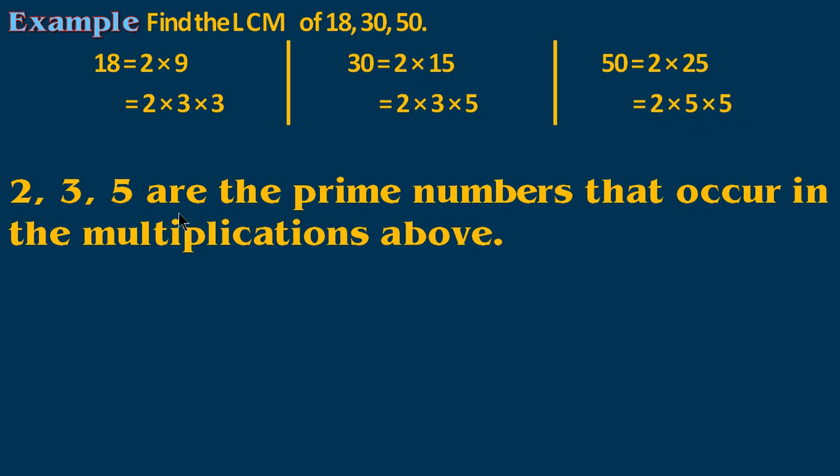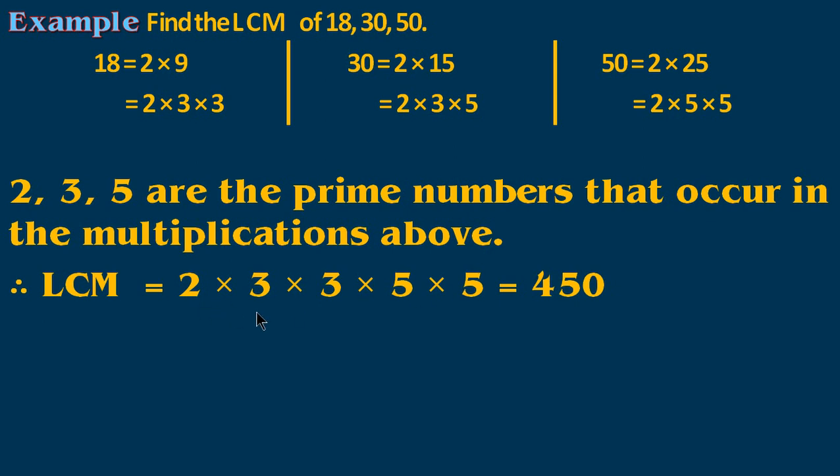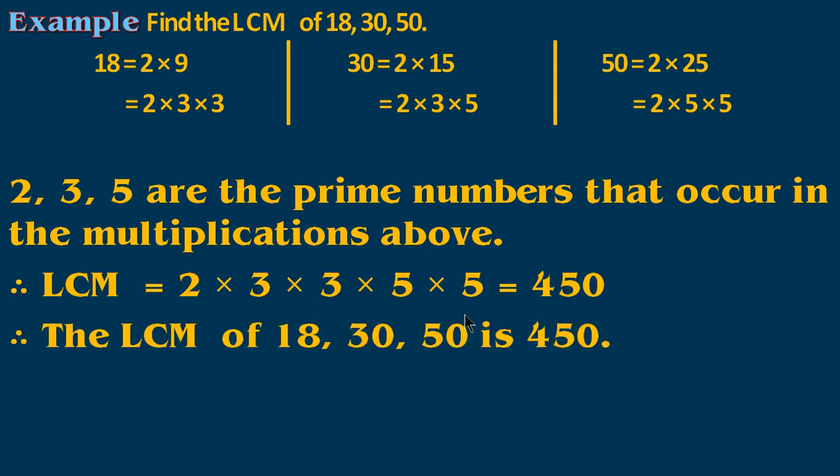Now 2, 3, 5 are the prime numbers that occur in the multiplication above. Now 2 is common in all the three numbers, so we'll write 2 once. 3 occurs 2 times, so we'll write 3 two times. And 5 occurs 2 times, so we'll write 5 two times. Now when you multiply, 2 3s are 6, 6 3s are 18, 18 25s are 450. So the LCM of 18, 30 and 50 is 450.